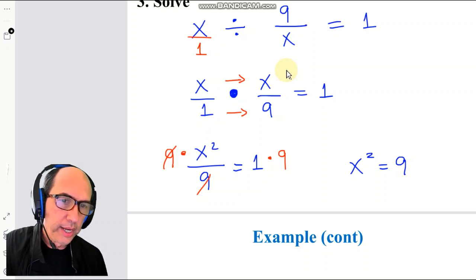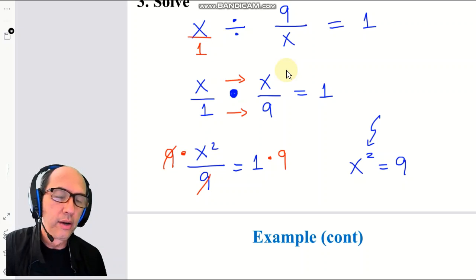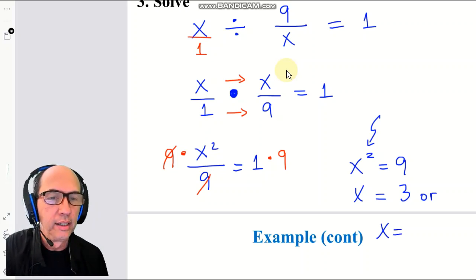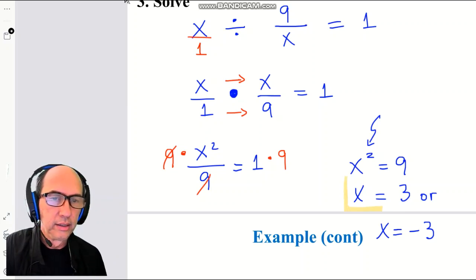When we have a square on the variable, usually we will find two solutions. Think about two numbers that, multiplied by itself, equal 9. Of course, one number is x equals 3. 3 times 3 is 9, right? Another possible solution is x equals, what is the other number that multiplied by itself equals 9? Yes, negative 3. Negative 3 times negative 3 is also positive 9. We will have two solutions.